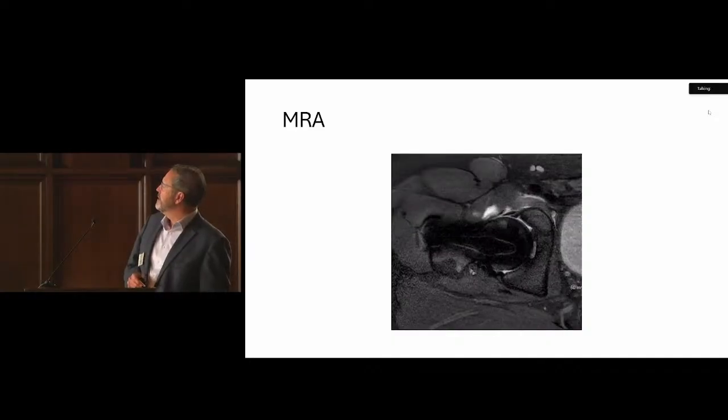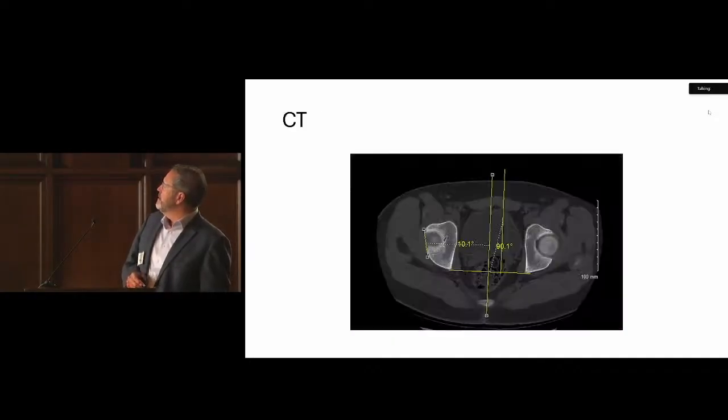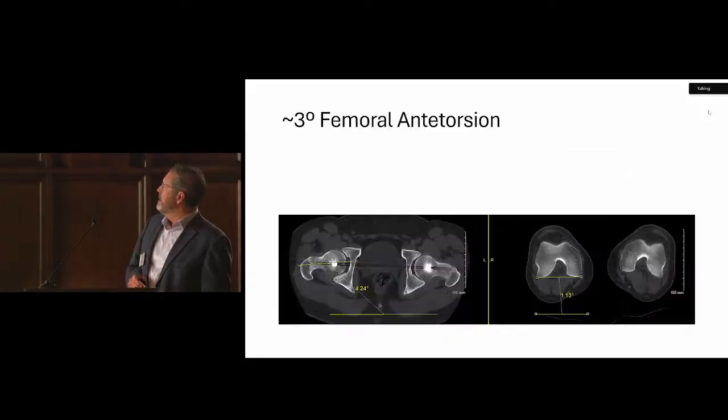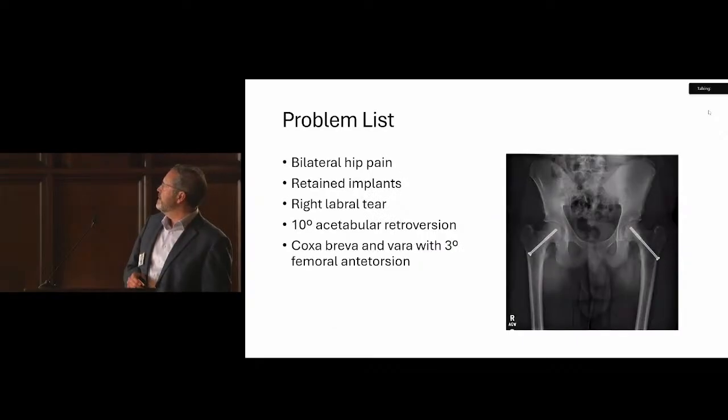And then this is, I like to use the whole pelvis just to make sure I'm getting the axis right for what I'm using for retroversion. So he had about 10 degrees of retroversion and 3 degrees of femoral anteversion. And so these are the problem list.